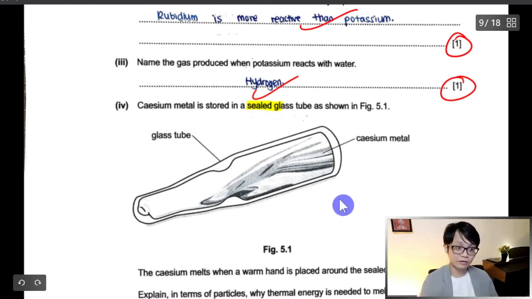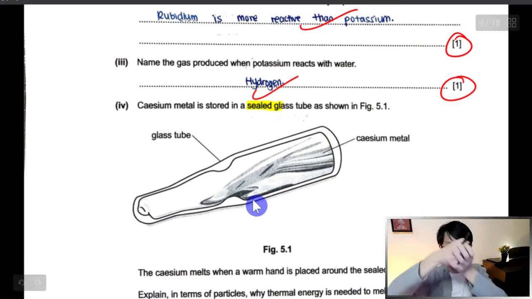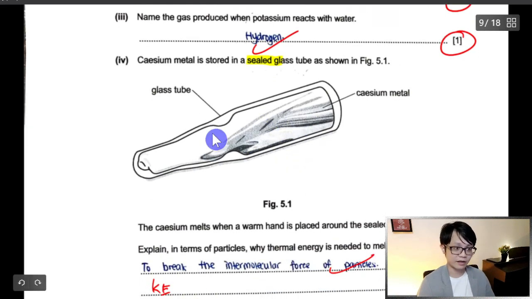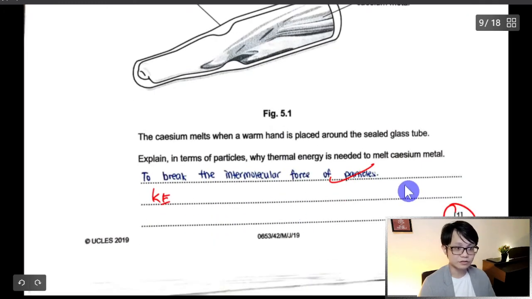Not only do they use gloves, sometimes they use a tool to take the thing rather than using your hand, because it's highly explosive, and if it explodes, your hand will disappear. Even just 2 grams, your hand will disappear. 2 or 3 grams, your hand will disappear. So calcium will melt when a warm hand is placed around a sealed glass. Explain in terms of particles, so the student will get 1 mark.